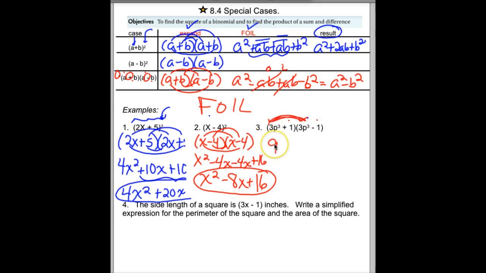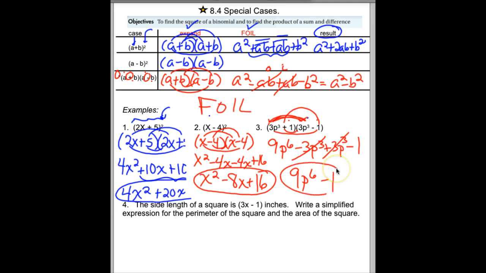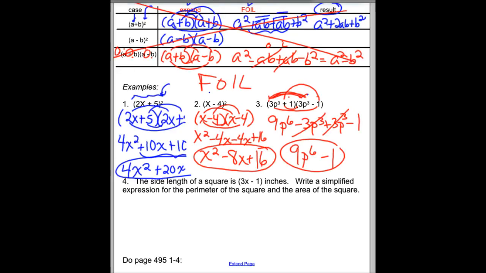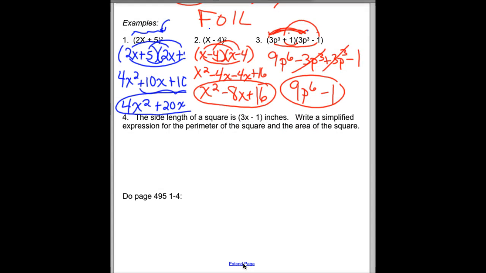3 times 3 is 9. P times p is p to the 6. So our first gives us 9p to the 6. And then I've got minus 3p cubed on my outside plus 3p cubed on the inside. And then my last is a 1 times a negative 1 for a minus 1. And again, you'll see the cancellation. So what I get is 9p to the 6 minus 1. The O and the I cancel. But I really don't think we're going to remember the pattern, especially a year from now. But you will remember FOIL. So the moral of the story is just FOIL them.